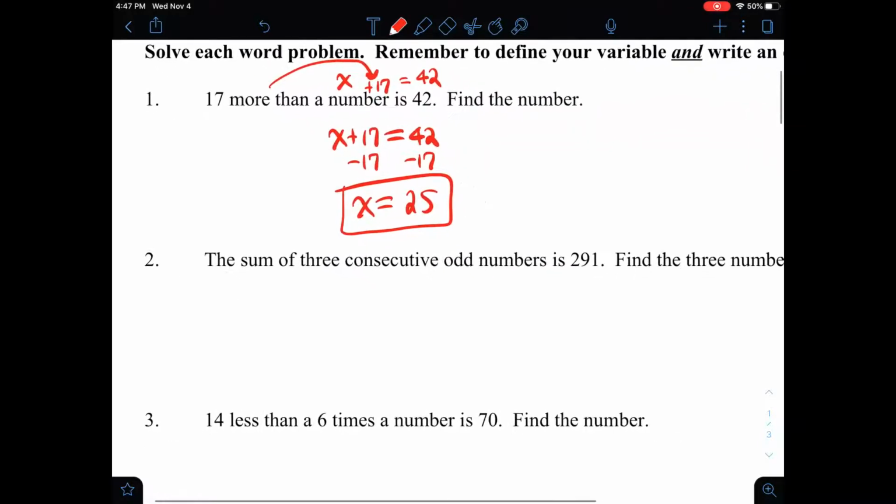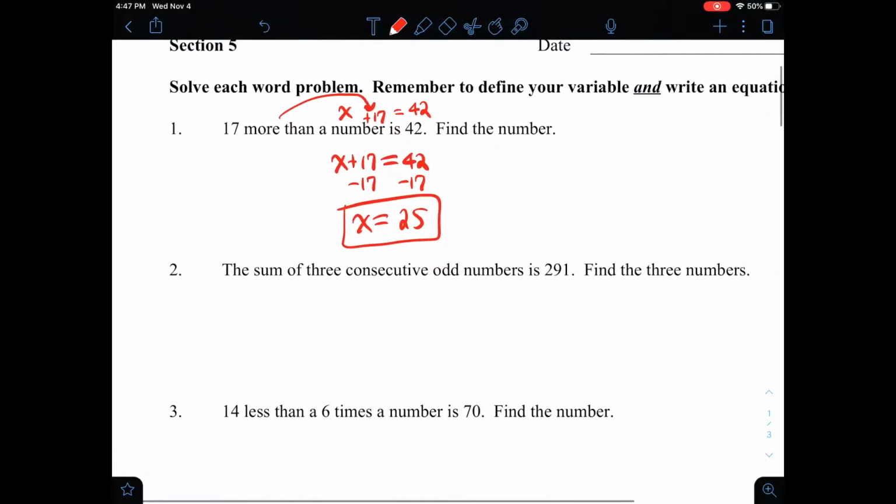Question 2. The sum of three consecutive odd numbers is 291. Find the three numbers. All right, this one's a little challenging, okay? And this is kind of a hard concept here. We don't know what the three numbers are. We're trying to use algebra to figure them out, okay? It could be 13, 15, 17. It could be 51, 53, 55. We have no idea. And to take the time to guess when they all add up to 291 would be a really big pain in the butt.